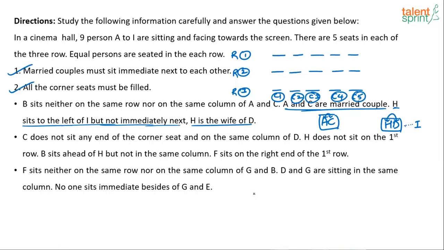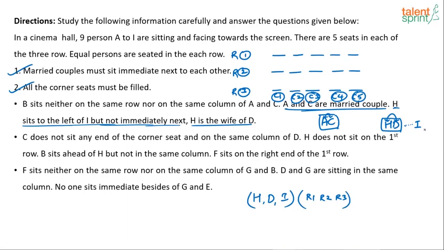So one row will have H. So basically I am saying H, D and I are in one of the rows. You know that in each row there will be 3 persons. H, D and I are going to be in one of the rows. Now which row is it? Is it row number 1, R1, R2 or R3? We do not know. Right? H, D, I will come in R1, R2, R3. We do not know. But H, D and I is one of the rows.